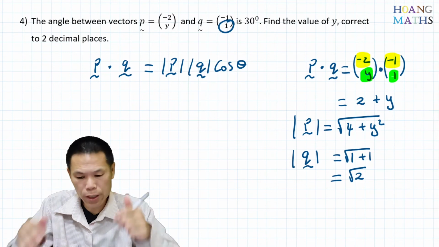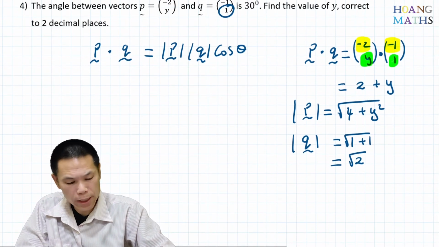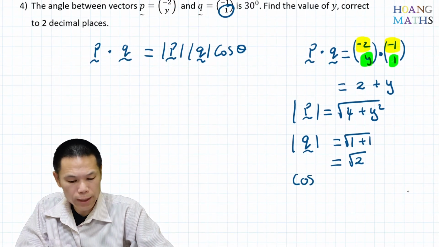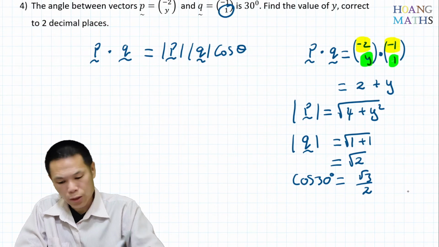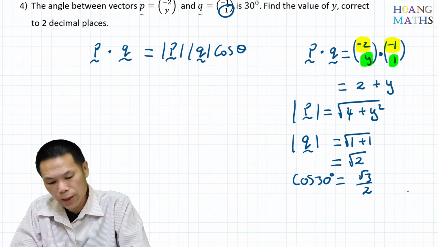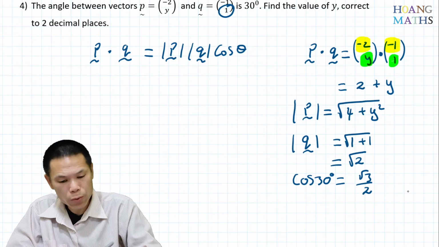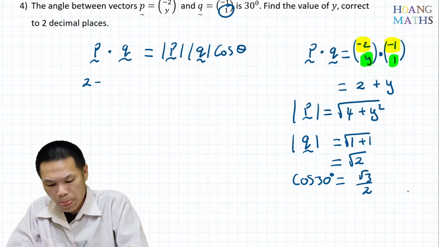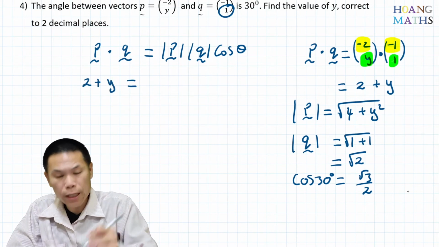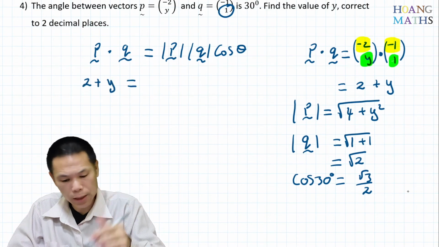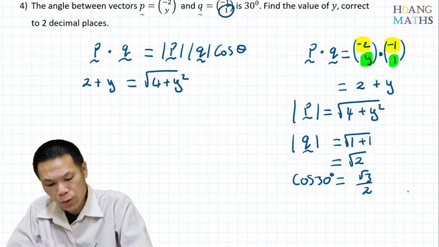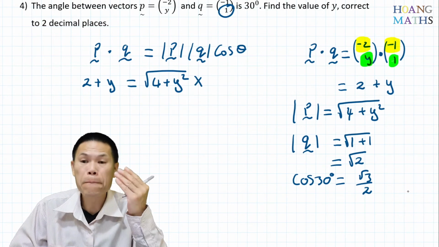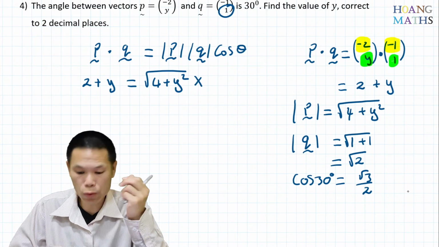Now cos of 30 degrees, because the angle in between is 30 degrees. Let me just write this down. Cos of 30 degrees is root 3 over 2. So now I just substitute this value in. So p dot q is 2 plus y. And then the magnitude of p is square root of 4 plus y squared, and we times by the magnitude of q, that is square root of 2.